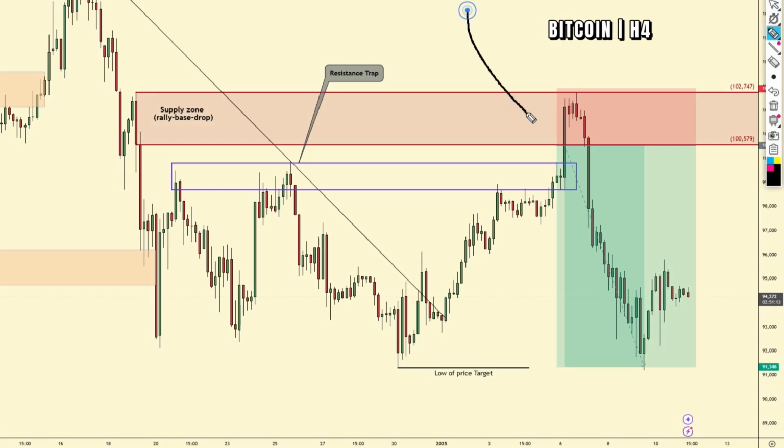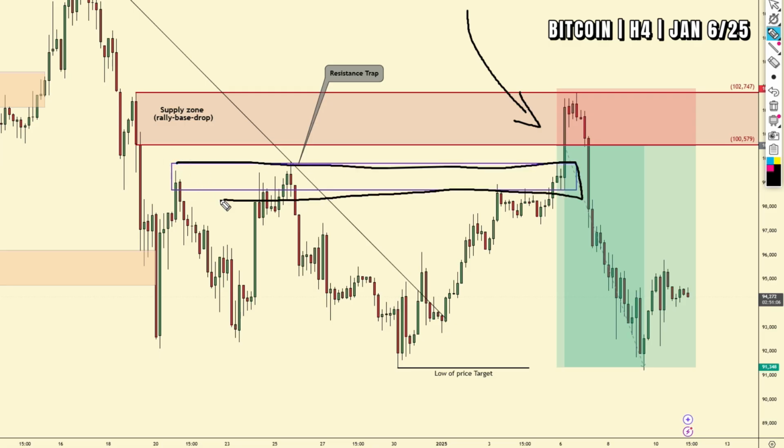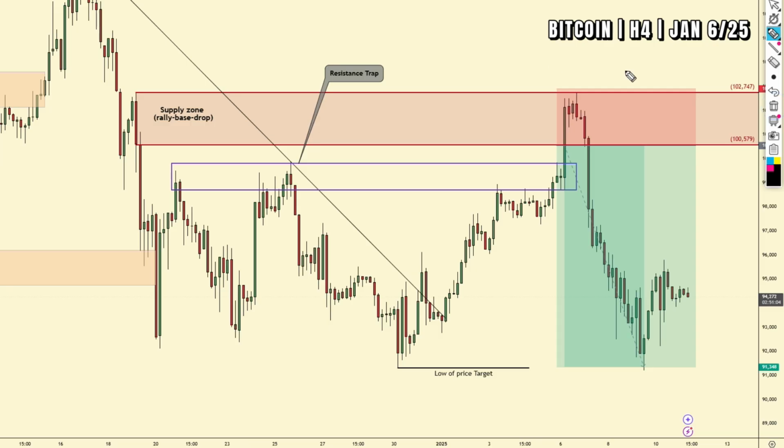In this video, you are going to learn how to take supply and demand trading setups while using the support and resistance areas as kind of a liquidity trap setup, just like you are seeing on this trade on Bitcoin. Let's get right into this video.